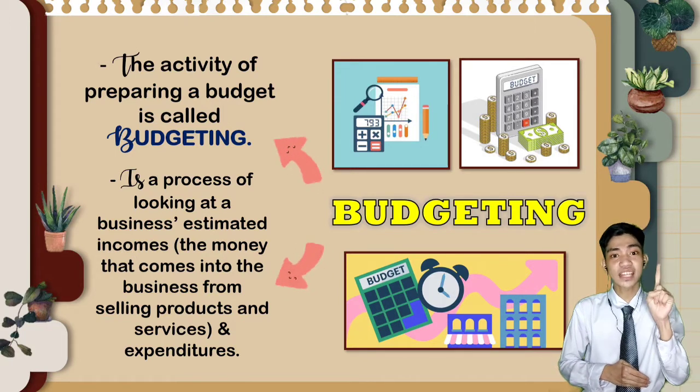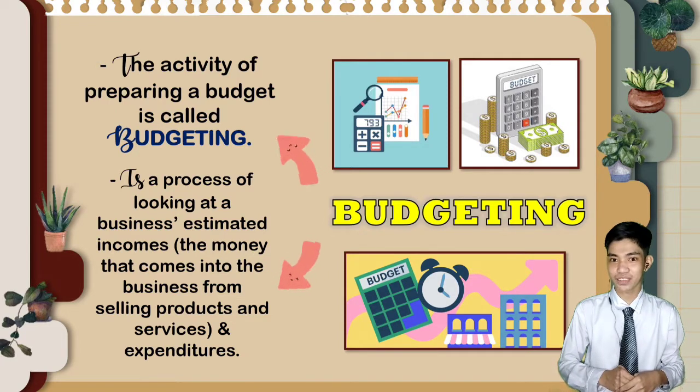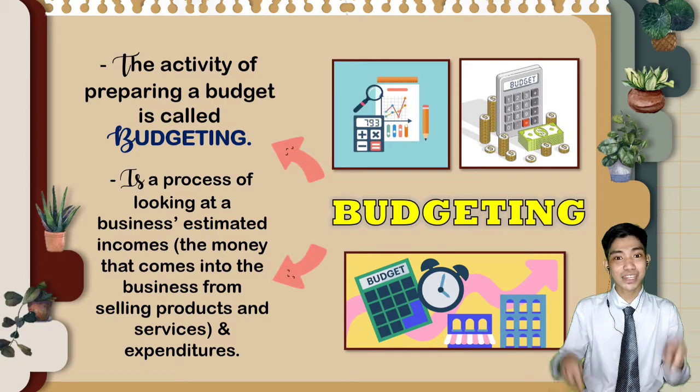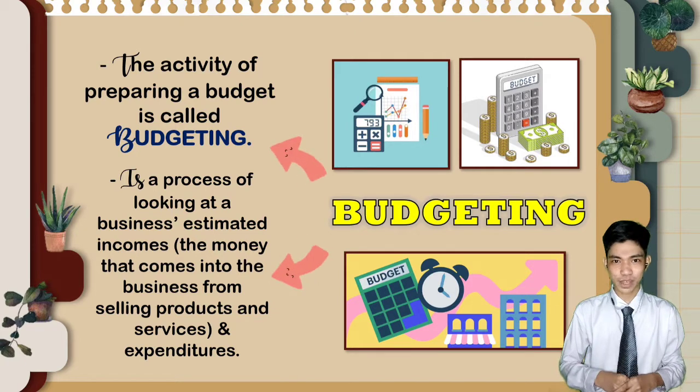So para maiwasan natin ang mga bagay na iyan, nararapat lamang na matuto tayong humawak at maging masinop sa pagbabudget ng pera. Sinasabi nga ng iba na dapat maging katulad tayo ng mga Chinese sa pagbabudget ng pera. Pero ano nga ba ang halaga ng budgeting lalong-lalo na sa isang establishment?